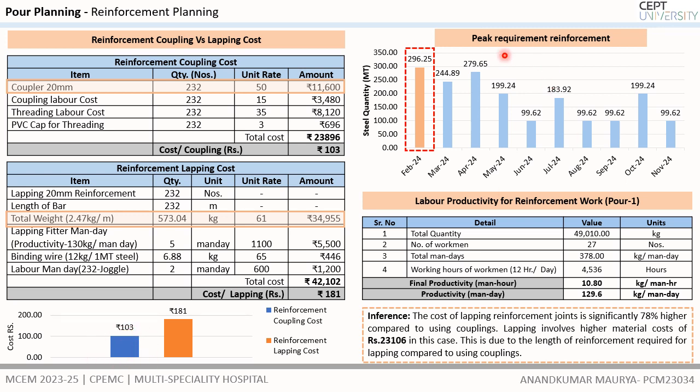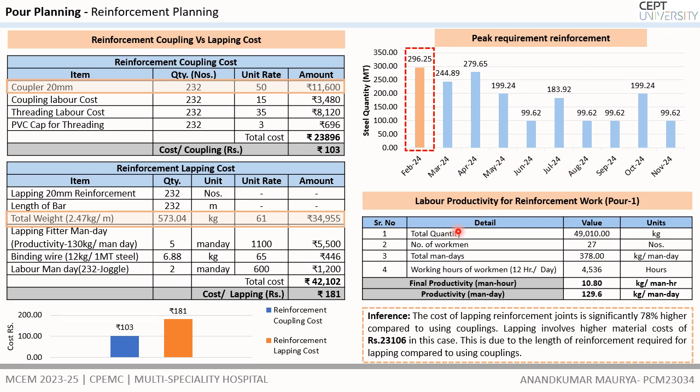Here, for the peak requirement of reinforcement, based on the pour planning, the pour schedule of the entire project has been created. The maximum number of pours are cast in the month of February 2024, which has a total quantity of 296.25 metric ton, which shows the maximum peak requirement of reinforcement for the cycle of the project.